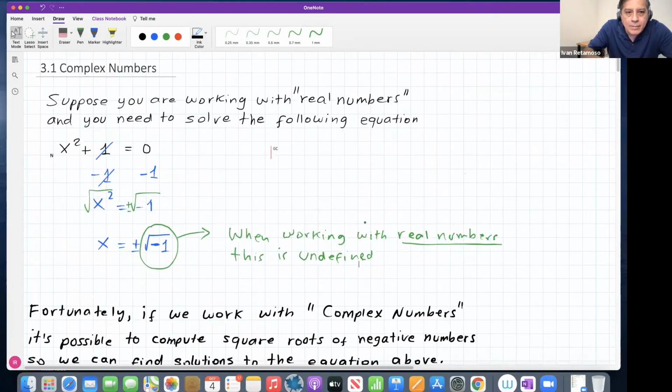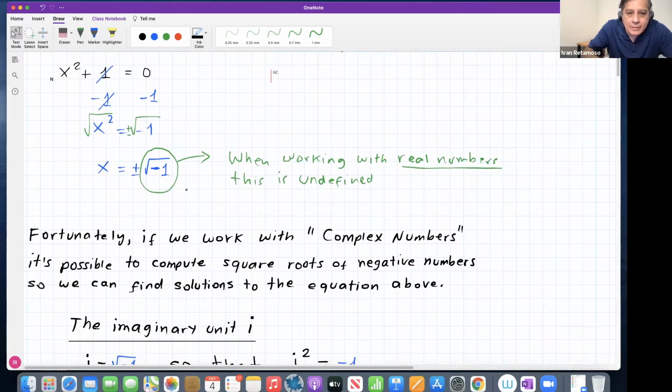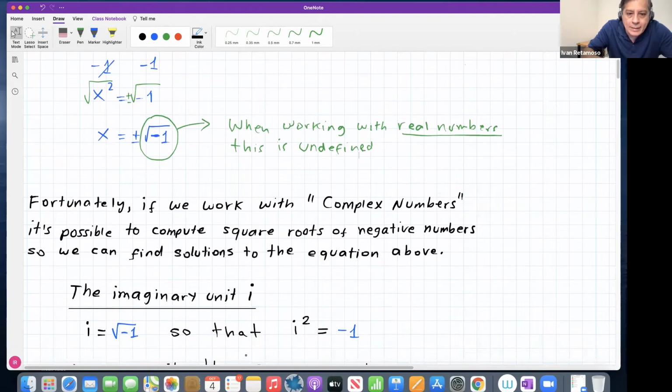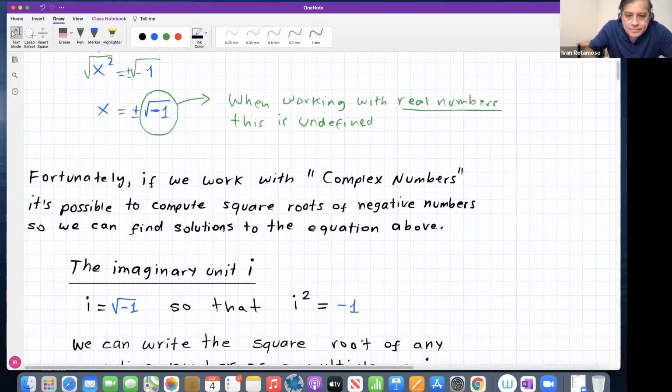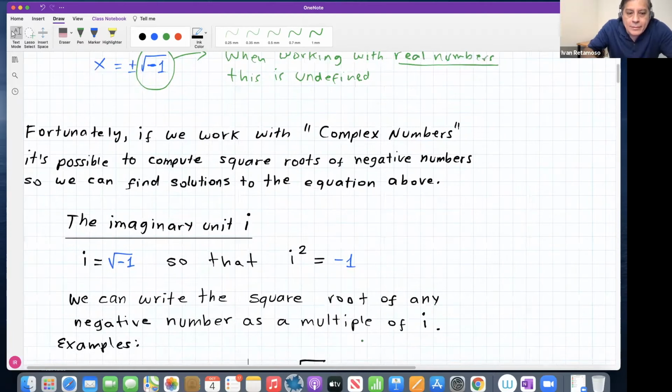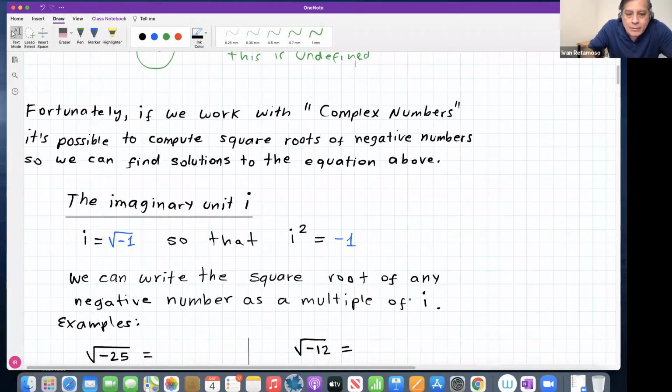We're talking about complex numbers. We just said that for real numbers, this doesn't make sense, but for complex numbers, it does, when you define this imaginary unit i as the square root of -1, such that i squared equals -1. Try to recall this. So we can write the square root of any negative number as a multiple of i.